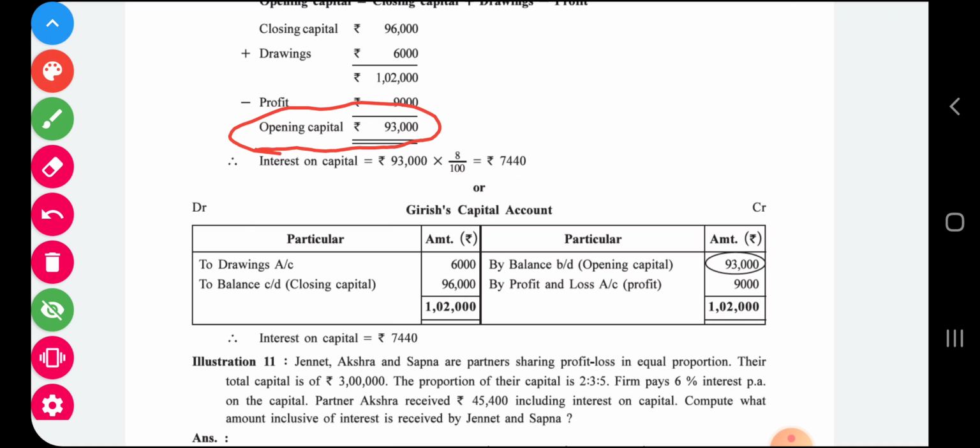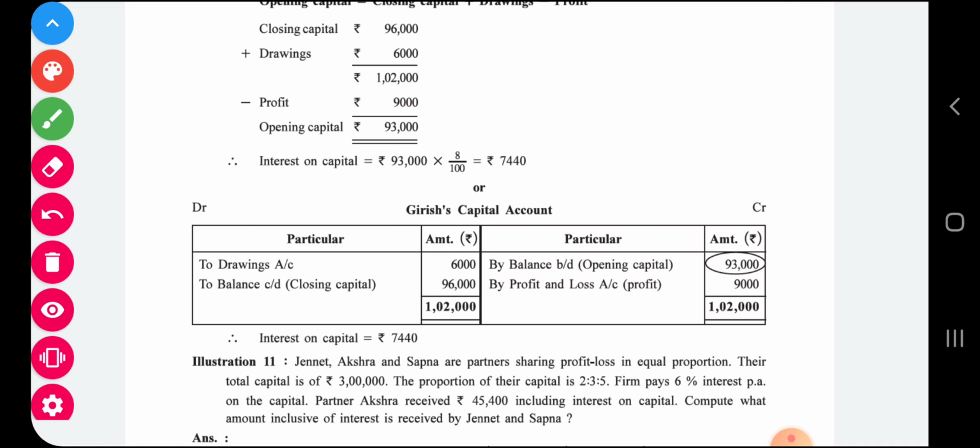93,000 at what percentage interest was mentioned? 8%. So 93,000 into 8%, that comes to 7,440. So this is how the sum is to be solved. The sum is very simple and short, but it is based on a basic concept. You can do the sum in 1 minute if the concepts are clear.